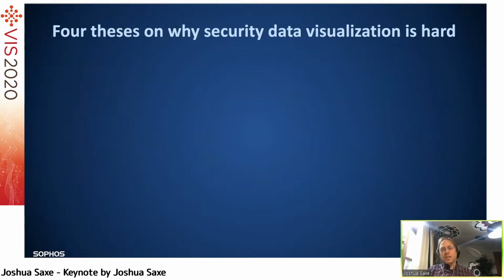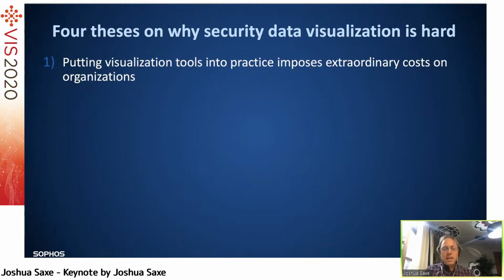So I've got 4 theses here. They're certainly not complete, but I'd like us to consider them in thinking about where we run into issues in reaching real-world impact with our work. First, I think it's very easy and almost inevitable that we underestimate the costs that our proposed visualizations would impose on organizations were they to be operationalized.